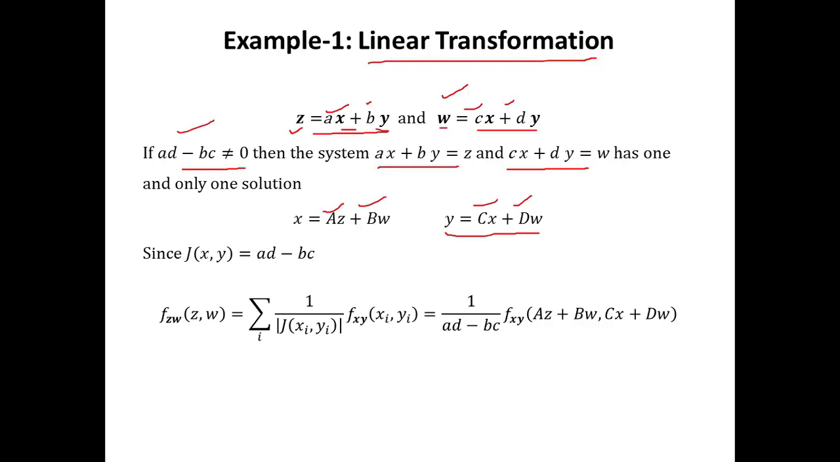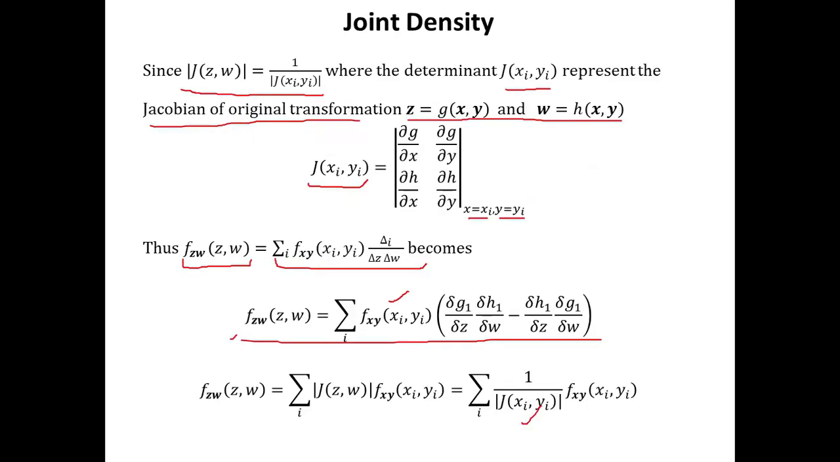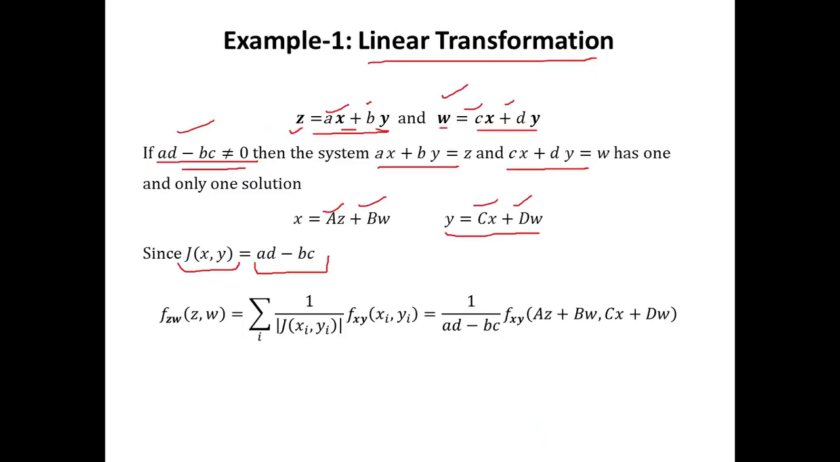Now if AD minus BC is not equal to 0, the same non-zero AD minus BC will be the Jacobian of x and y, and this you can easily determine by calculating del g by del x, del g by del y, del h by del x, del h by del y, and then calculating the value of this determinant. It will come out as AD minus BC.